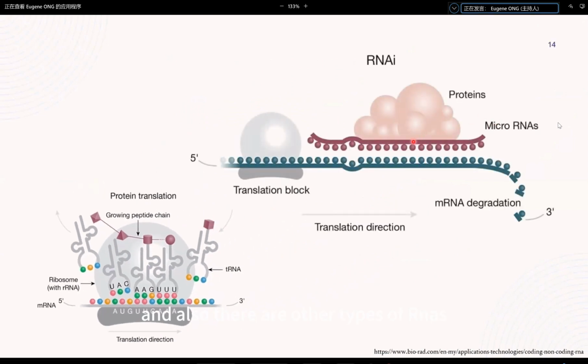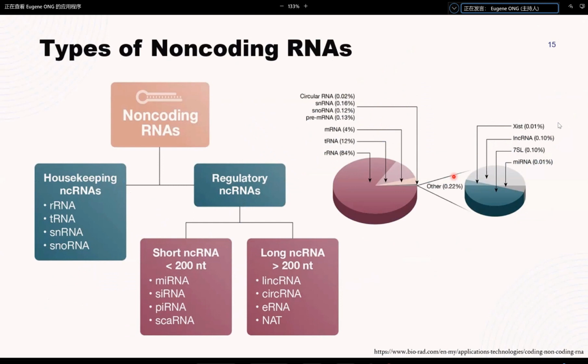And also there are other types of RNAs. For example, there are microRNAs which can silence mRNA, causing it to degrade instead of being translated into proteins. So these are interfering RNAs or RNAi's. And non-coding RNAs can be divided into even smaller categories, such as housekeeping non-coding RNAs, such as ribosomal RNA, transfer RNA, and this is small nuclear RNA, and even smaller RNA. And there is also another category called regulatory non-coding RNAs. So regulatory tells us that they play a role in regulating either gene transcription or protein translation. And there are many, many types, such as microRNA, this one is small interfering RNA, piRNA, and so on. So there are more and more being discovered even up to today.